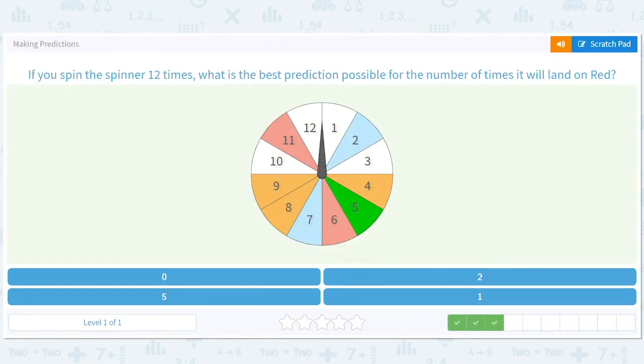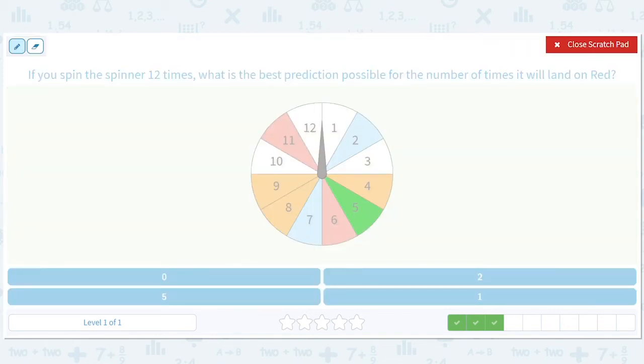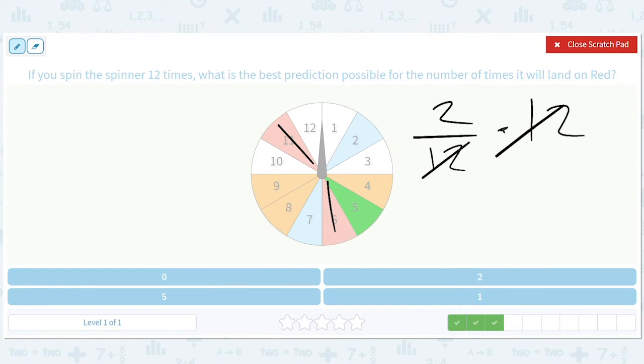If you spin the spinner 12 times, what is the best possible prediction for the number of times you will land on red? Okay, so how many of them are red? 2. There are 12 numbers in the spinner, so each time you have a 2 in 12 chance. I won't even simplify because we're going to multiply this by 12, because that's the number of times. So you'll end up with 2.